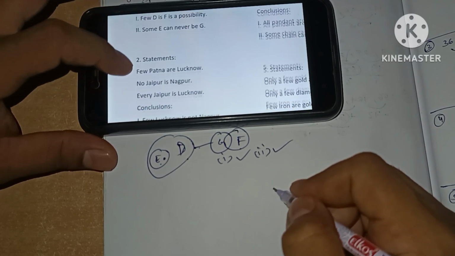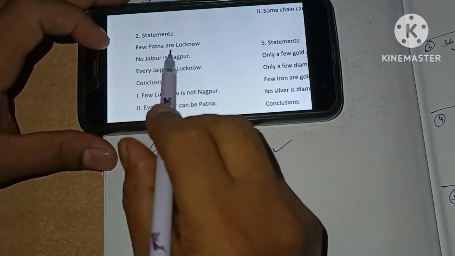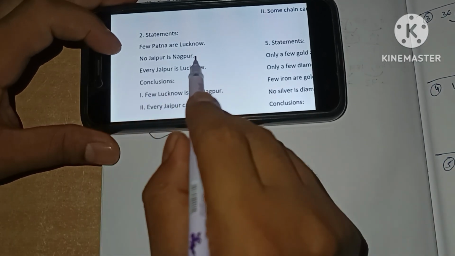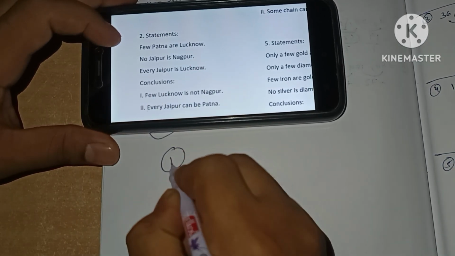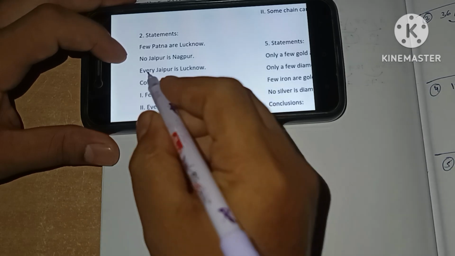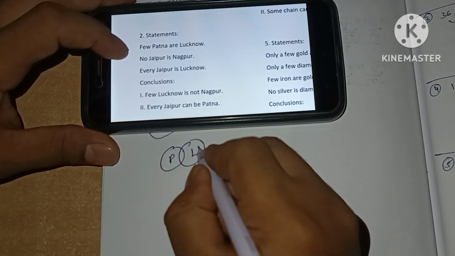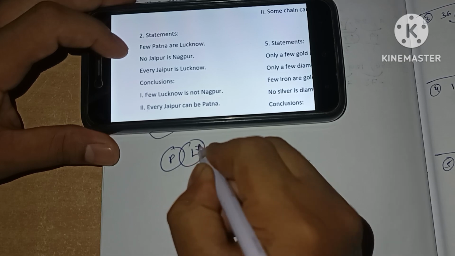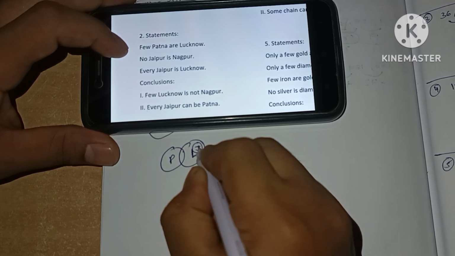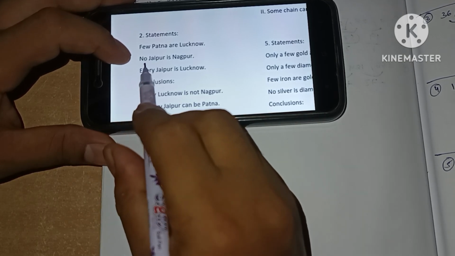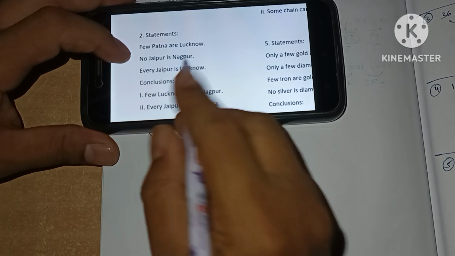Let's see the second question. Few Patna is Lucknow means some Patna is Lucknow. No Jaipur is Nagpur. Every Jaipur is Lucknow. So Jaipur is inside Lucknow. No Jaipur is Nagpur.